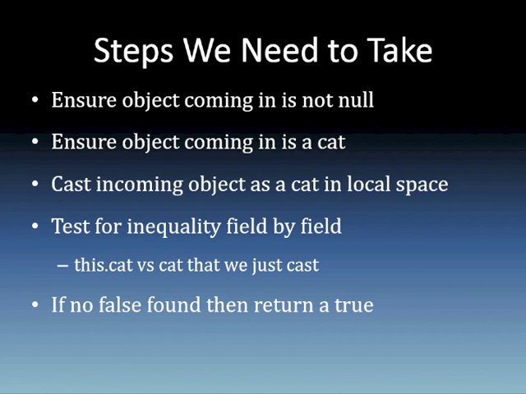The next step, after we've ensured that those two are set, we cast the incoming object as a cat in the local space inside that method. After that, we test for inequality field by field. The idea is we're trying to prove that they're not equal. If this cat's not equal to the one coming in that we just cast, then we will return a false. Otherwise, if we've gone through all the tests, we'll return a true.